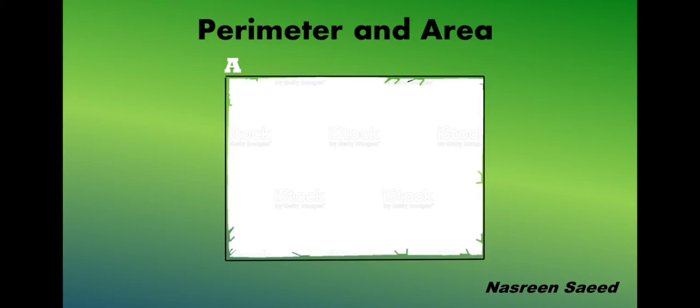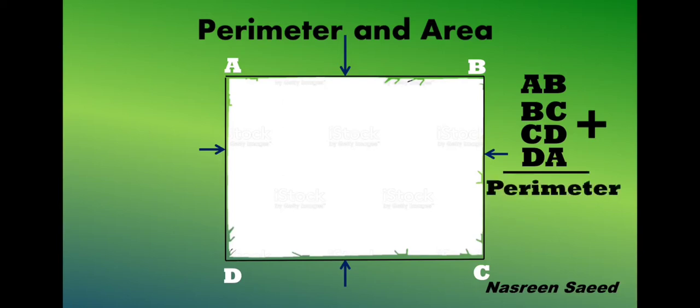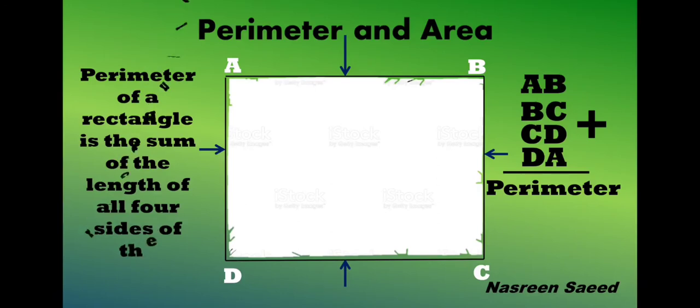Again here like a square we have four sides. If we put the marking A, B, C, D, we get four sides of a rectangle. Now if you add side AB, BC, CD and DA, if we add all the sides, what do we get? We get the perimeter. So perimeter of a rectangle is the sum of the length of all the four sides of the rectangle. So all the four sides when we add up together of a rectangle, that is a perimeter.